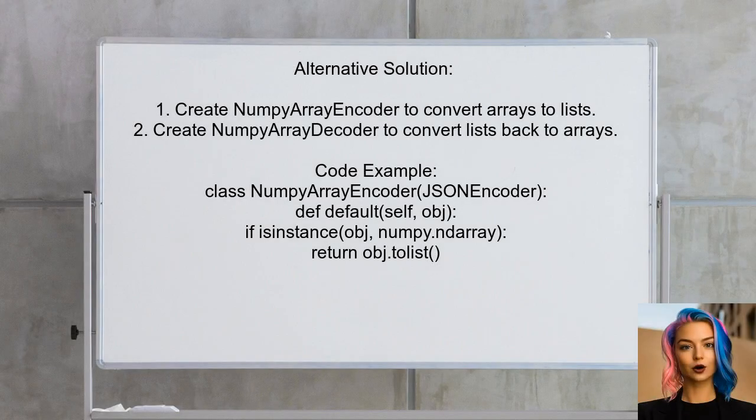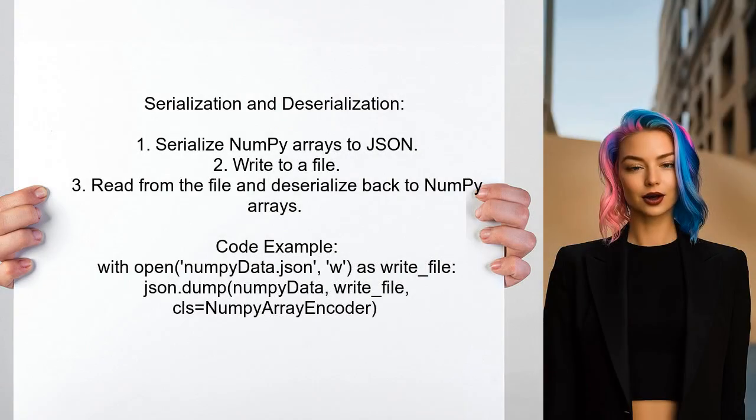An alternative solution provided by another user involves creating custom JSON encoder and decoder classes to handle Numpy arrays. The encoder converts Numpy arrays to lists for serialization, while the decoder converts lists back to Numpy arrays during deserialization. In the provided example, the user demonstrates serialization by writing a dictionary of Numpy arrays to a JSON file and then reading it back, converting the JSON data back into Numpy arrays.